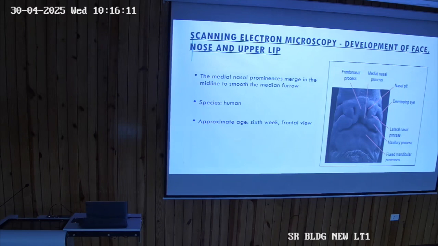Now you can demarcate. Frontonasal process basically forms the forehead part and bridge of nose, and then the dorsum and tip of the nose is formed by the medial nasal process, and the lateral nasal process forms the ala of nose. Maxillary process forms the upper lip laterally, and the cheeks are formed by fusion of mandibular process with the maxillary process.